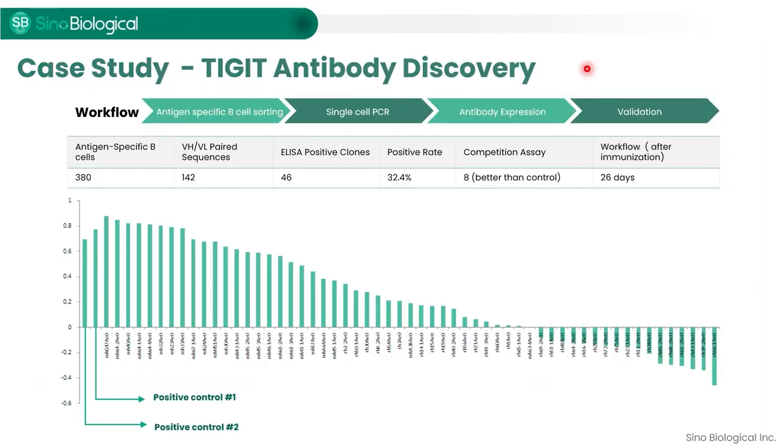Here is a case that we performed for a client to develop an antibody using a single B-cell sorting technique. After sorting of the B-cells, we identified 380 antigen-specific B-cells, and we then generated about 142 sequence pairs, which yields about 46 clones, among which 8 are better than the control antibodies that are commercially available. From immunization all the way to the antibody characterization, it took us about 26 days. So the B-cell sorting platform is certainly an expedited method to generate customized antibodies.